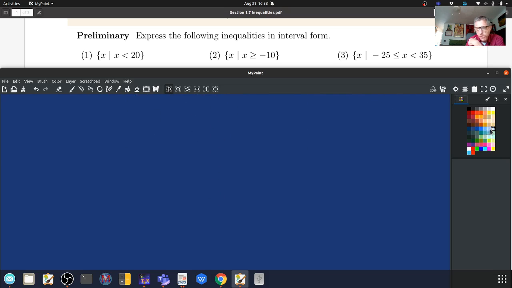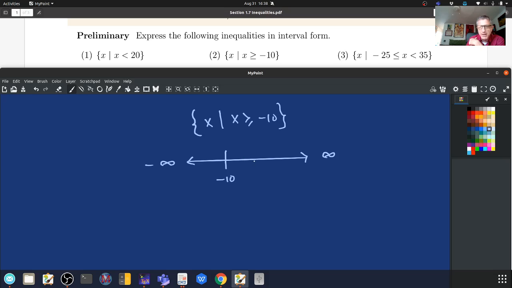So let's do another one. You should try to do this one on your own. So here, the set is, in English, all real numbers x such that those real numbers are greater than or equal to minus 10. So here's my number line. Again, it goes on in both directions to infinity and minus infinity. And I'm going to arbitrarily say here is minus 10.